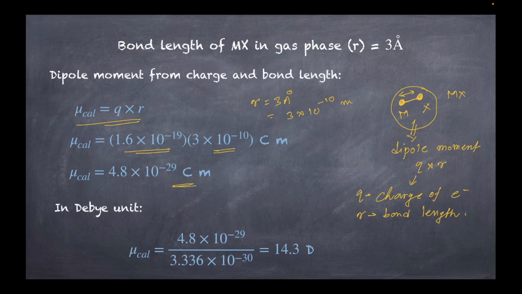Now if you convert this dipole moment value from coulomb meter to debye unit, you have to divide this value by the transformation factor, that means 3.336 times 10 to the power minus 30. So the calculated dipole moment is 14.3 debye.